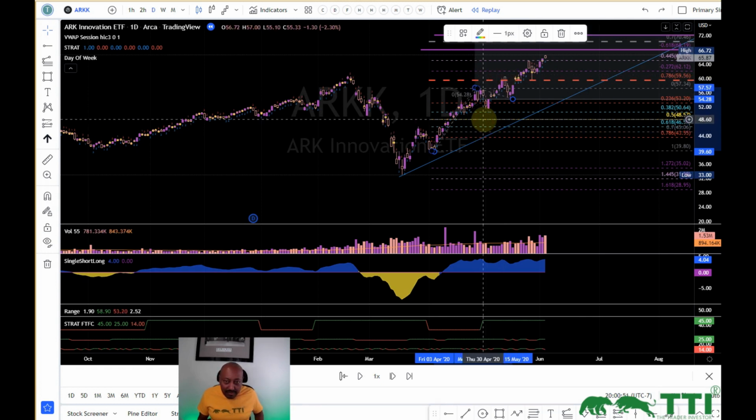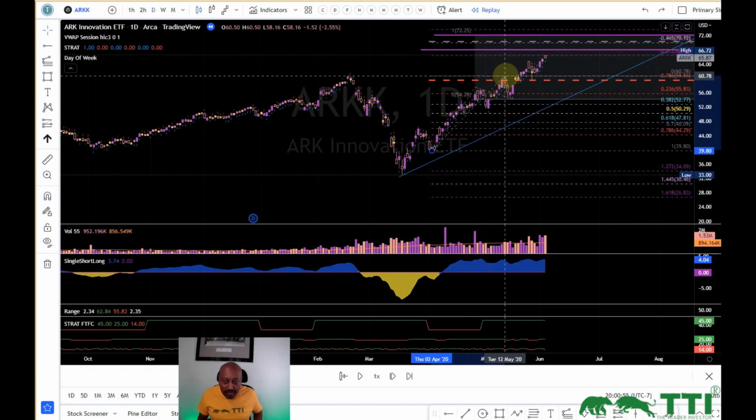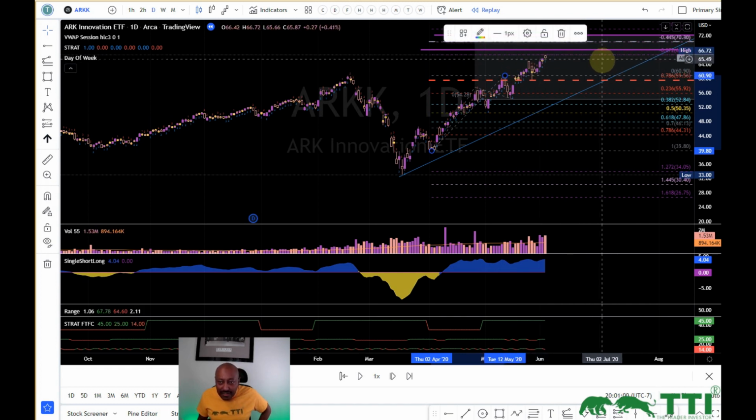Oh, that's not the one I wanted. That's the different one. This one keeps going higher. And so my exit right there is at negative 27.2.